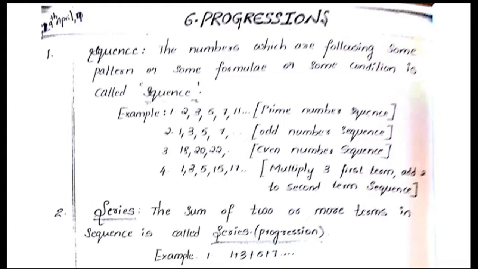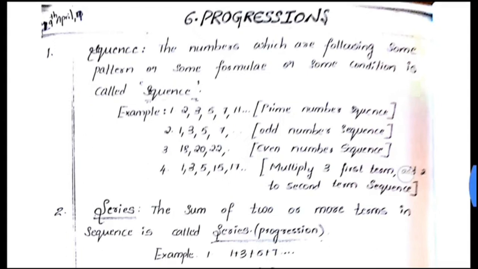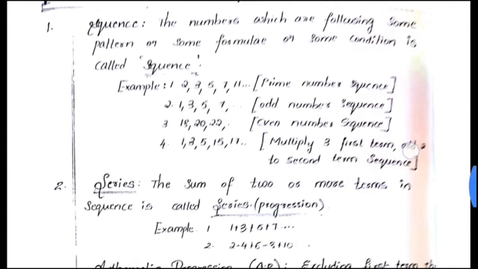The numbers which follow some pattern or some formula or some condition are called a sequence. Means any numbers satisfying a pattern, formula or condition form a sequence. Example: 2, 3, 5, 7, 11, 13, 17, 19 and so on. This is the prime number sequence, because we know very well 2, 3, 5, 7 are all prime numbers. 1, 3, 5, 7, 9, 11 and so on is the odd number sequence. Next, 18, 20, 22, 24 and so on is the even number sequence.